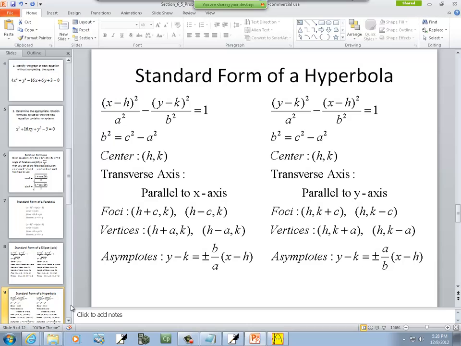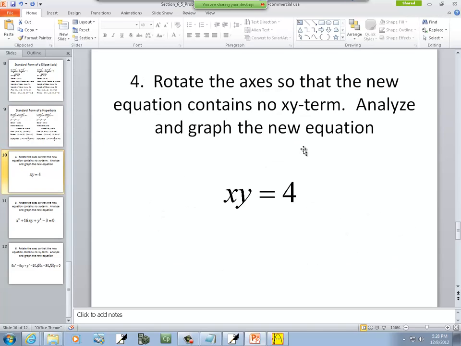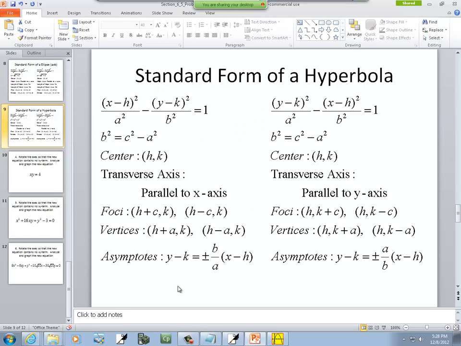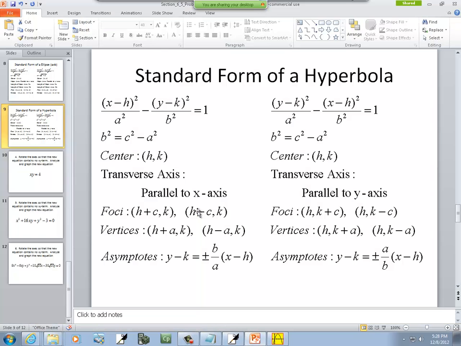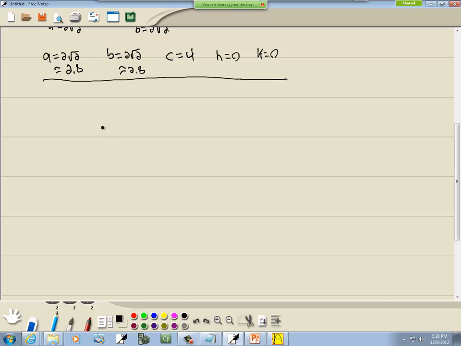Now it's asking us, in the instructions, to analyze and graph the new equation. I'm going to analyze the equation, find all the different pieces. I may not graph it depending upon how hideous they come out, so we'll see. Okay, what are we working with? Formula on the left, center is hk, which would be 0, 0.